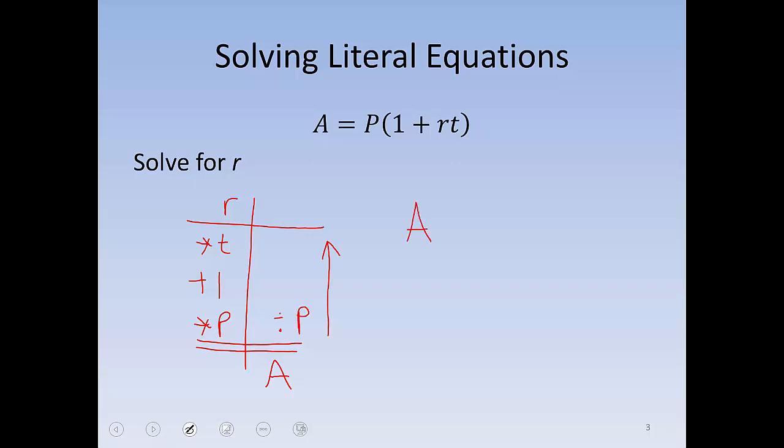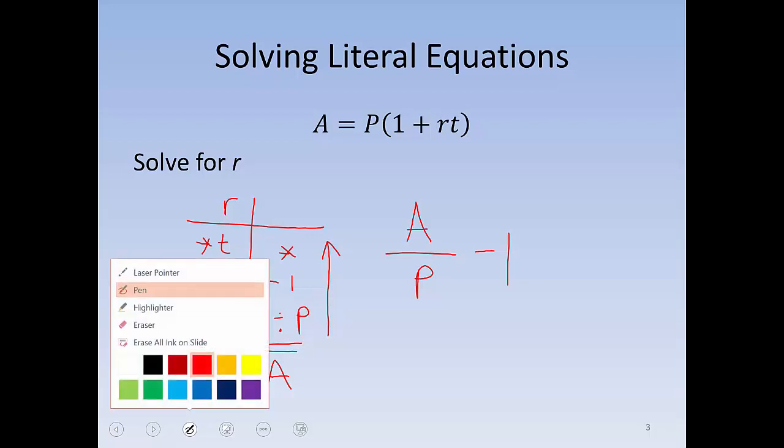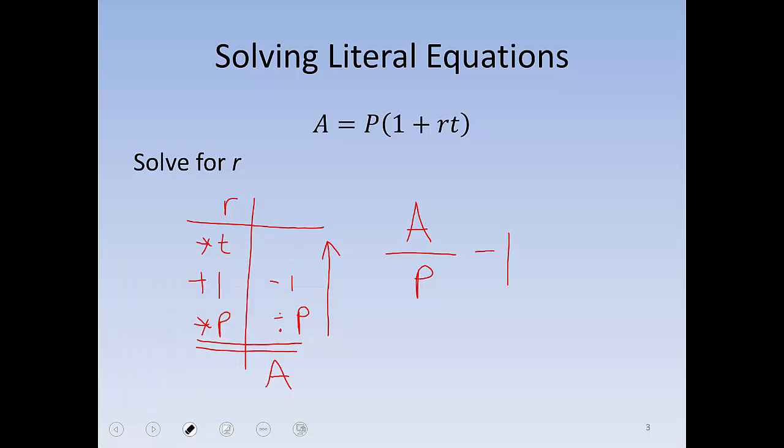So I'm going to take a, and I'm going to divide it by p. I'm going to subtract 1, and I'm going to multiply that. Excuse me, I'm going to divide that. Let's erase that. We're not going to multiply. We're going to divide that by t.